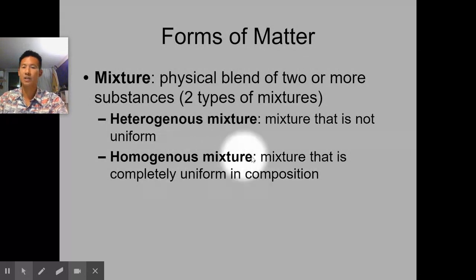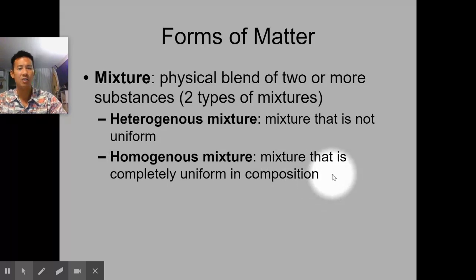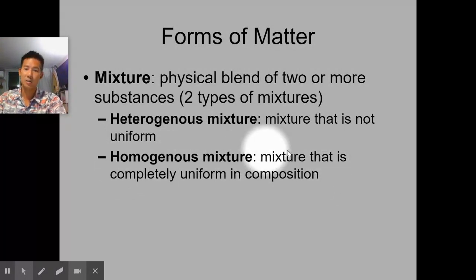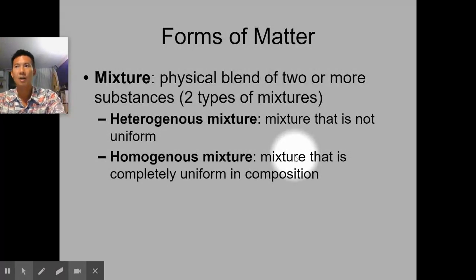Homogeneous mixtures look the same. It's uniform. Now, not to be derogatory, but that's basically what these words mean. Hetero means different, homo means the same. At the base of it, that is all they mean. So with homogeneous mixtures, it looks uniform, you can't tell it's a mixture, but it is a mixture.